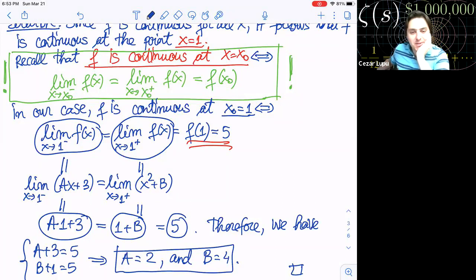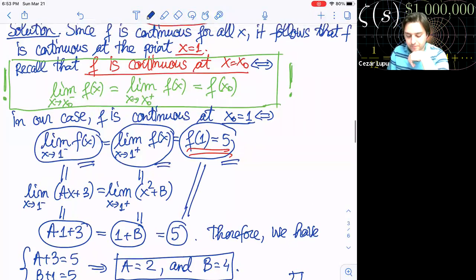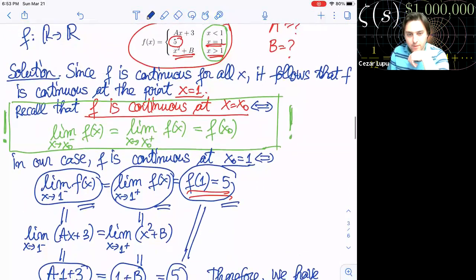Oh, wow, that's great. I'm glad to hear that. Let's see, why is it equal to 5? Because f of 1 is 5, you see? Right here. All these 3 things must agree. Is it clear now? So f of 1 is 5.